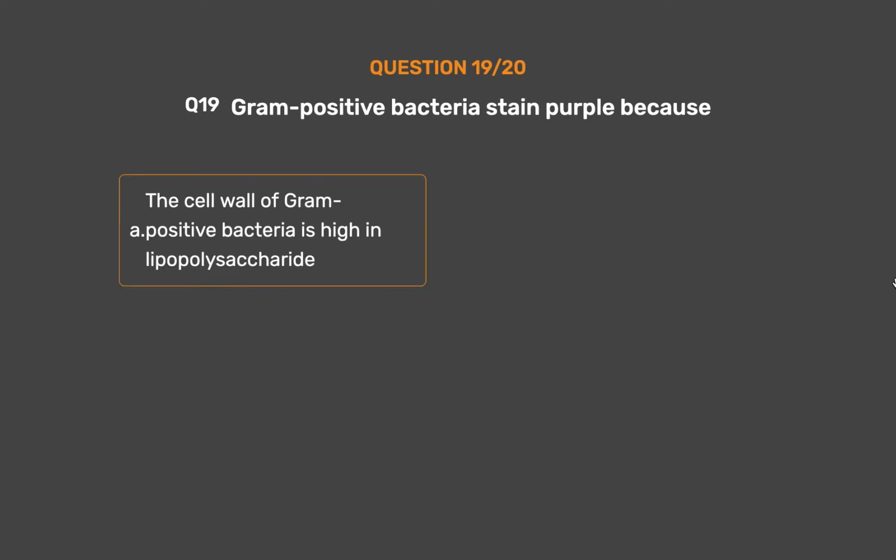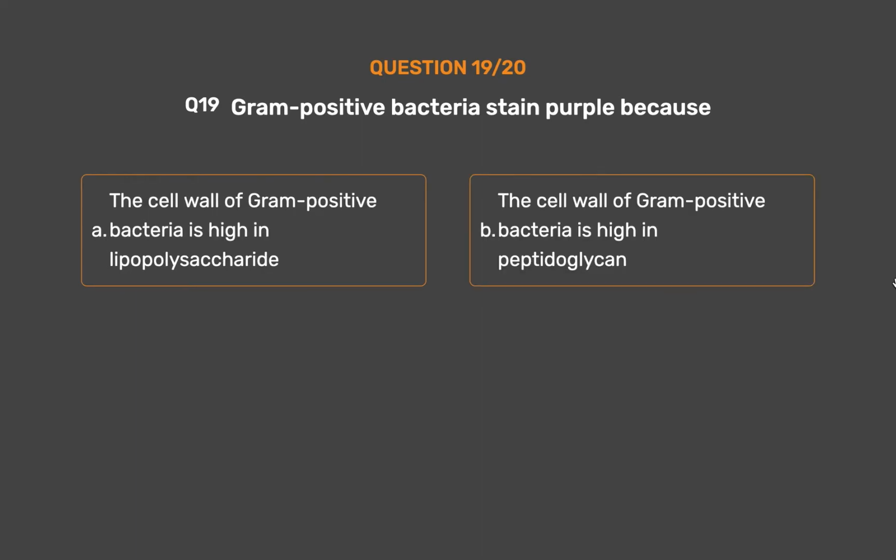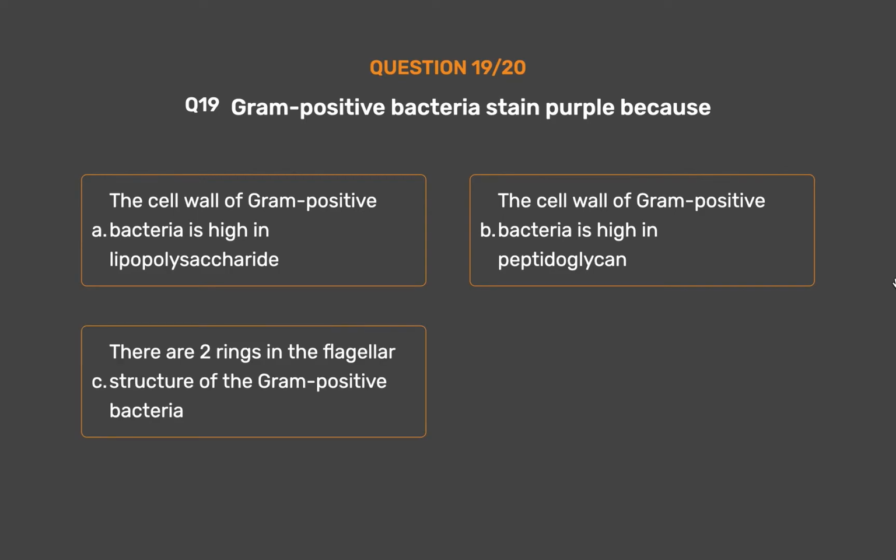Question number 19. Gram-positive bacteria stain purple because: Option A, the cell wall of gram-positive bacteria is high in lipopolysaccharide. Option B, the cell wall of gram-positive bacteria is high in peptidoglycan. Option C, there are two rings in the flagellar structure of the gram-positive bacteria. Option D, all of them. The correct answer is option B, the cell wall of gram-positive bacteria is high in peptidoglycan.